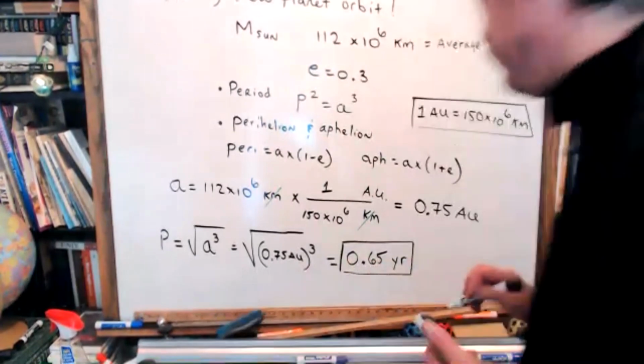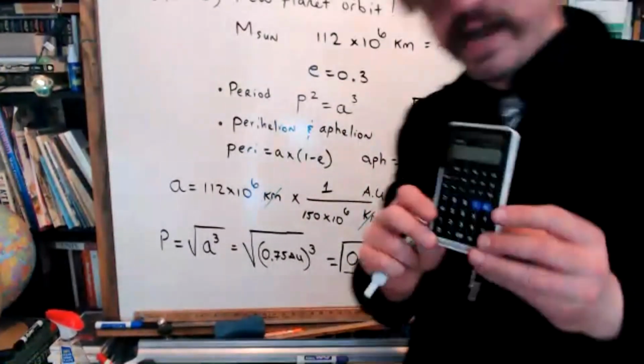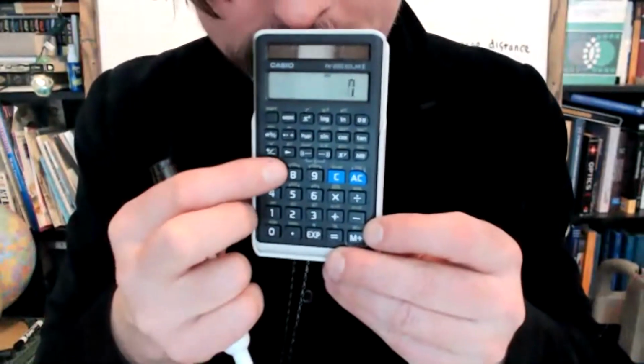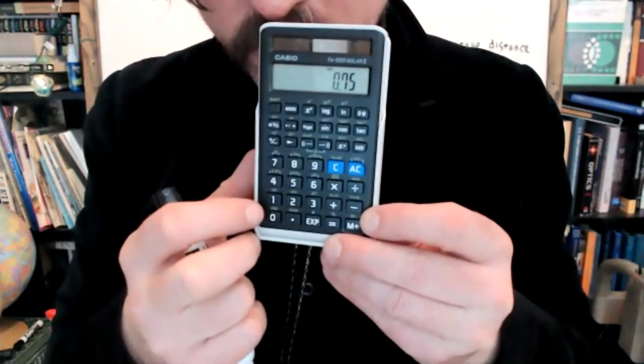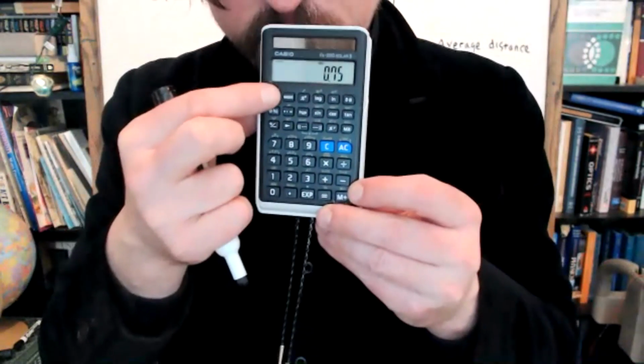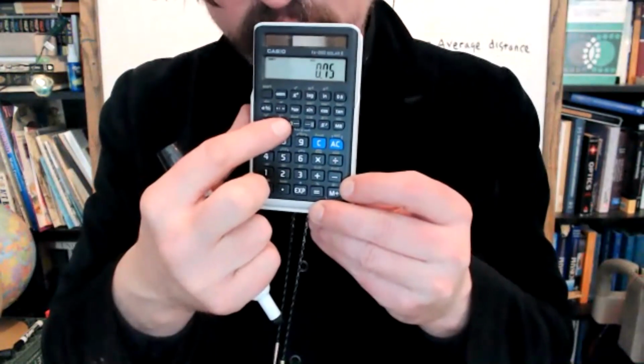I tried to punch it in and it didn't come out right. Okay, then that's good. Let's do it now together. 0.75. Okay, first we're going to cube it. We're going to shift and hit the backspace key to cube.